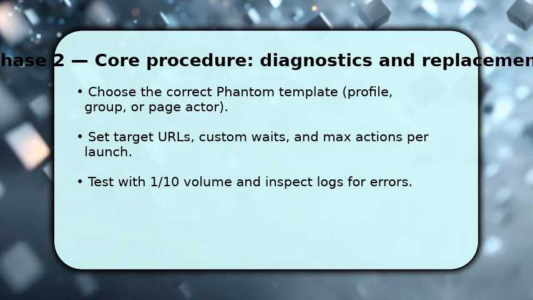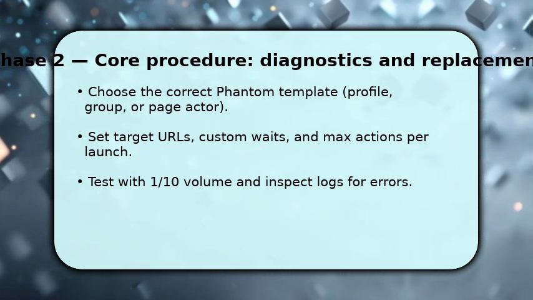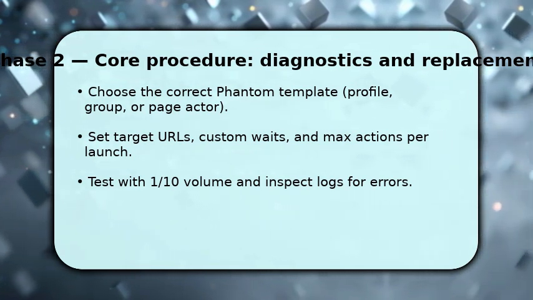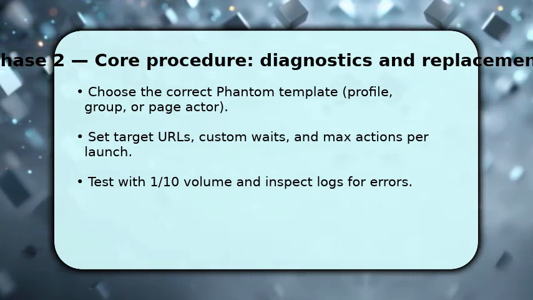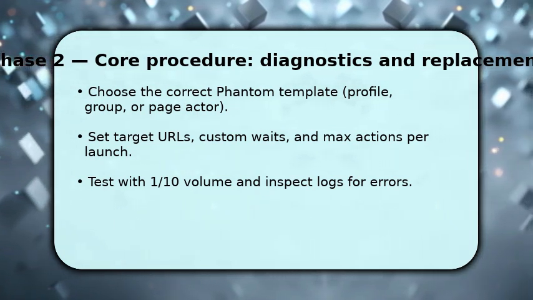Run a small test launch at 1/10 volume to validate results and watch the live logs. If the test succeeds, schedule recurring runs using the cron-style scheduler. This maintains steady throughput while reducing Facebook flags.